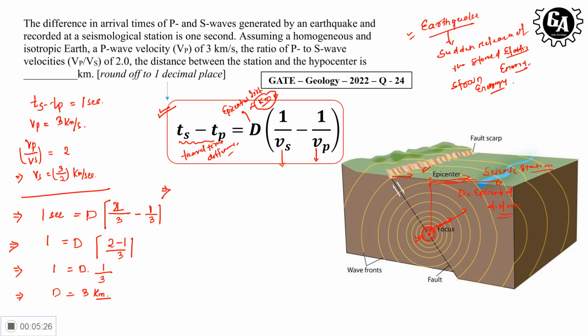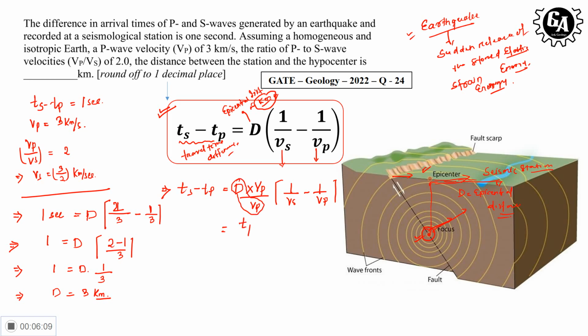If ts minus tp, that is the travel time difference, is given, and I want to calculate it in terms of tp or ts, what can I do? If I multiply and divide with vp divided by vp, then what will happen? 1 by vs minus 1 by vp. So the formula becomes d by vp, and this d by vp is equal to tp.